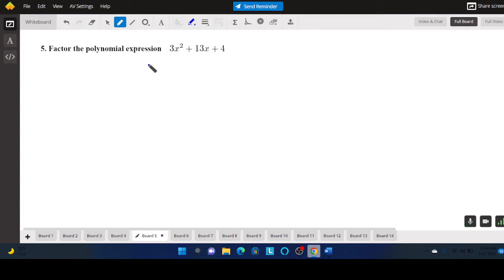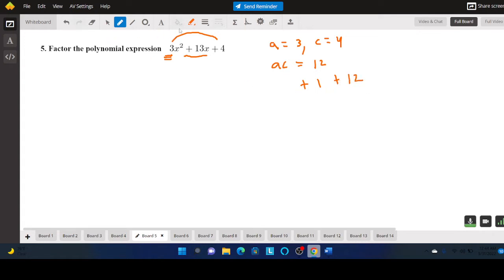Number 5, factor the polynomial expression. This begins with a number other than 1 for our a value in this quadratic, so we're going to do the AC method. A equals 3, c equals 4, so AC equals 12. What factors to positive 12 and adds to positive 13? Positive 1 and positive 12.